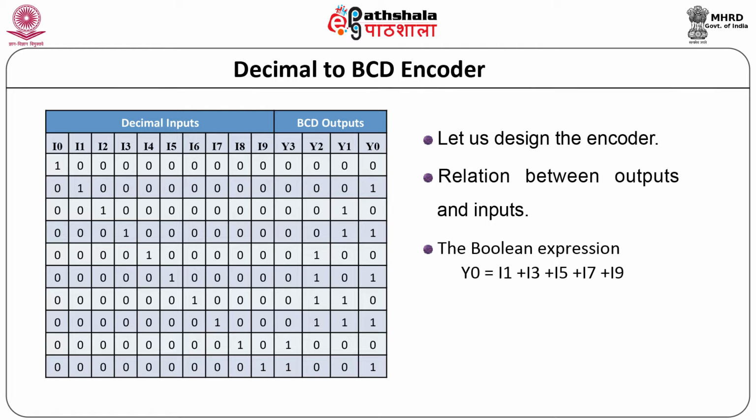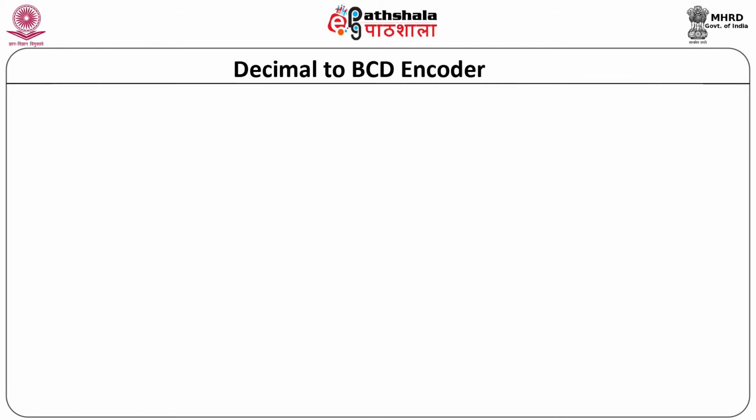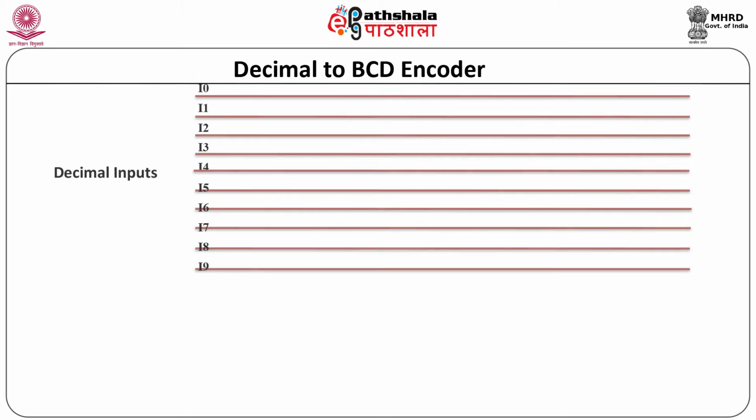Similarly, the Boolean expression for output Y1 is Y1 is equal to I2 or I3 or I6 or I7. Similarly, the output Y2 is equal to I4 or I5 or I6 or I7. Finally, the output Y3 is given by Y3 is equal to I8 or I9. Decimal to BCD encoder contains 10 inputs and 4 outputs.